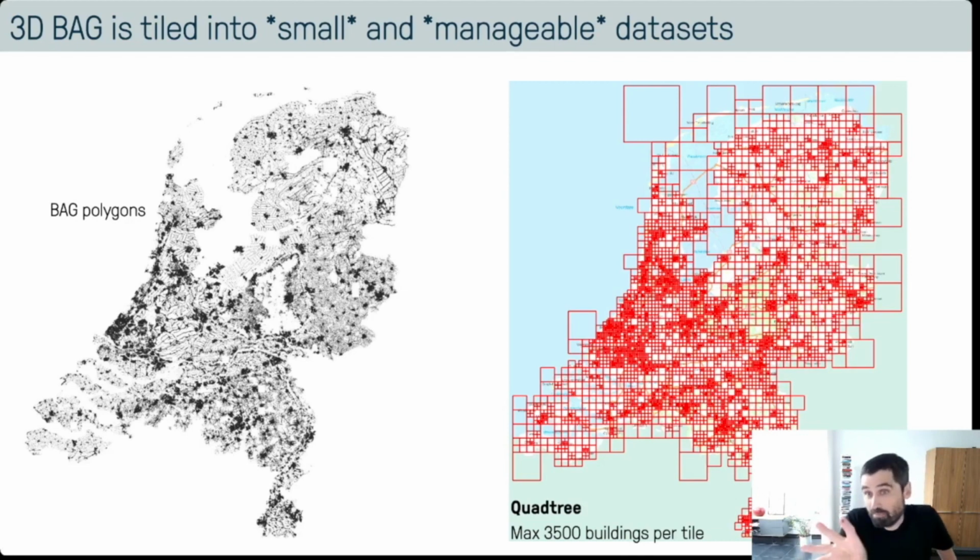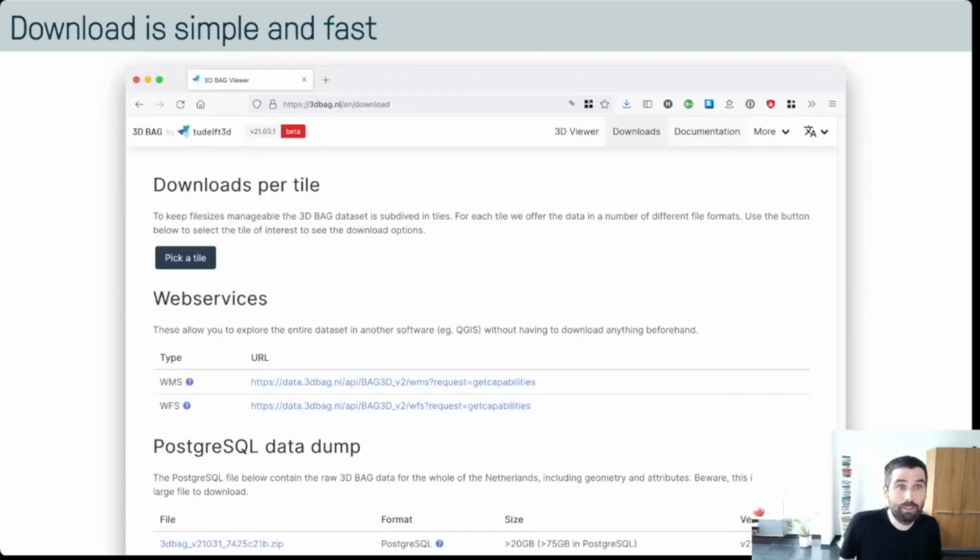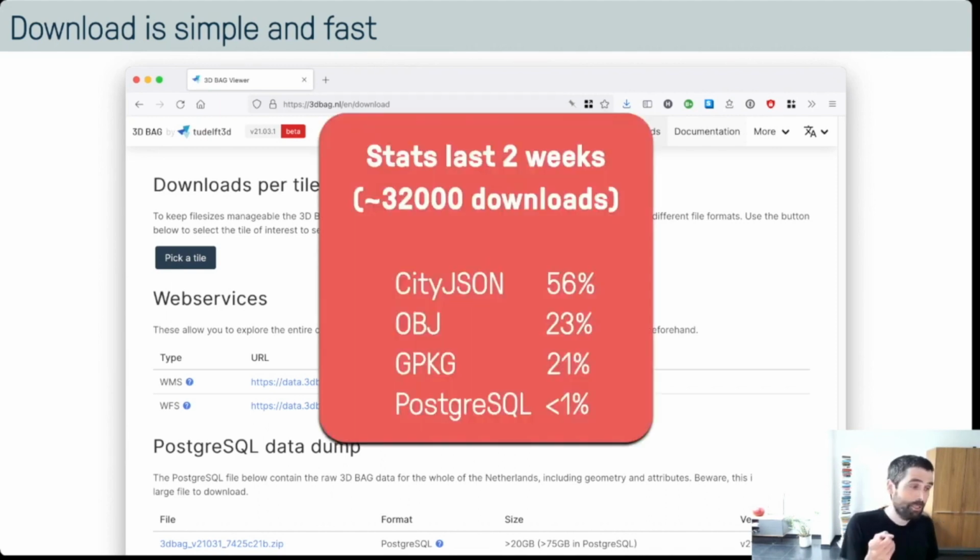So every tile is basically something like 10, 15 megabytes, which is really small and everyone can download. The download is really simple and fast. Everything is computed before, so you just click, you download, and you can just drag it to Ninja and visualize it, which I think is a big plus. And that's something that I found very interesting.